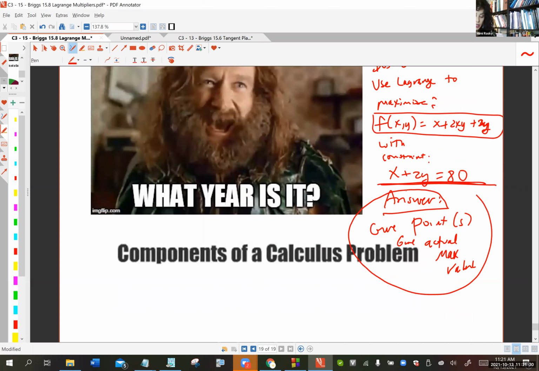Your answer, you need to give me a couple things. Give me the point or points that maximize the function, and then give me the actual maximum value that you get. And that's just simply plugging the point back into the original function. Okay, you guys think you can handle it?